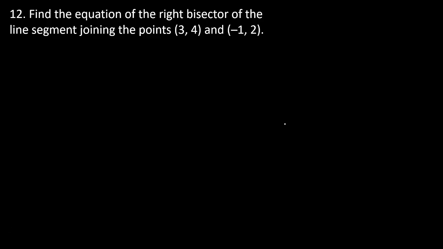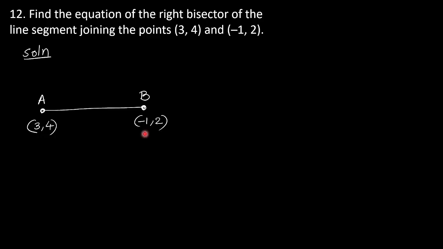So find the equation of the right bisector of the line segment joining (3, 4) and (minus 1, 2). Right bisector. What is the meaning of right bisector? I will explain. All of you please listen. Let me draw a rough diagram. A line segment is given. The coordinates of A are (3, 4). Coordinates of B are (minus 1, 2). We are given a line segment.